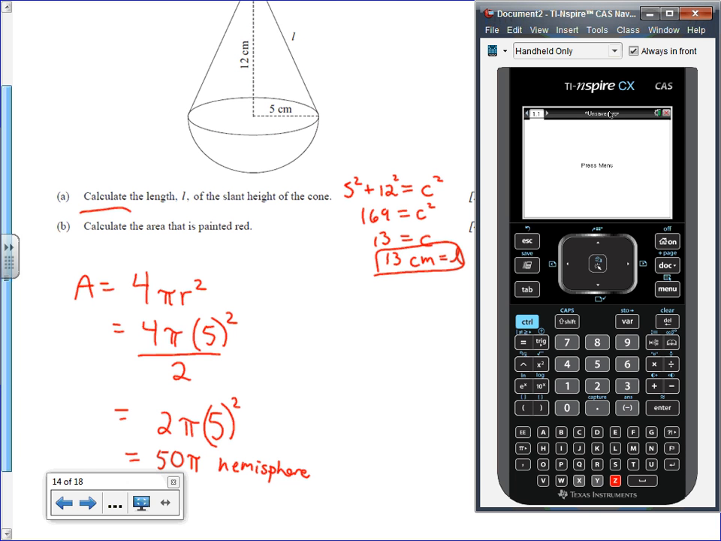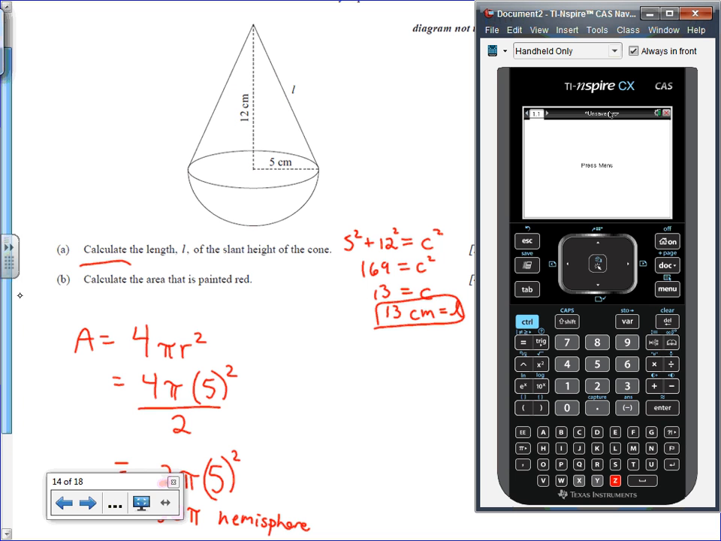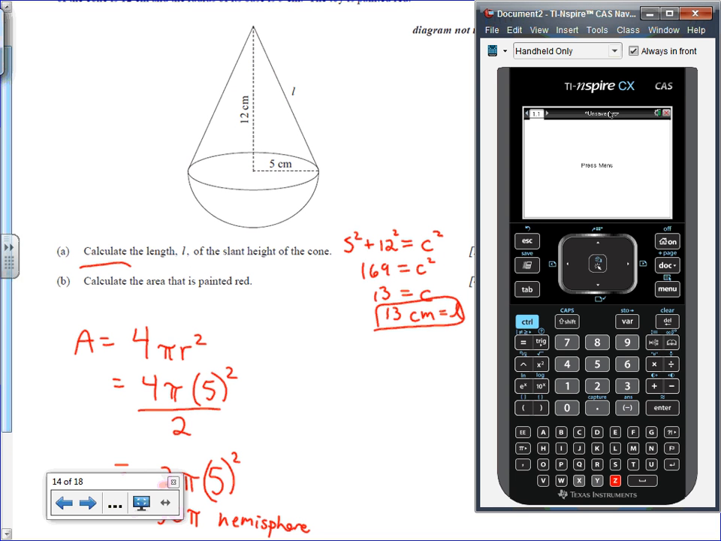And then we have the cone. Now, the only part of the cone that is going to be painted red is the curved surface of the cone. And the formula for the curved surface of the cone is given to you right in your formula booklet. So the curved surface of the cone is going to be pi times the radius times the slant height, pi r L. We have the radius as 5. We have the slant height as 13, as we just calculated in part A. And so this comes out to 65 pi.